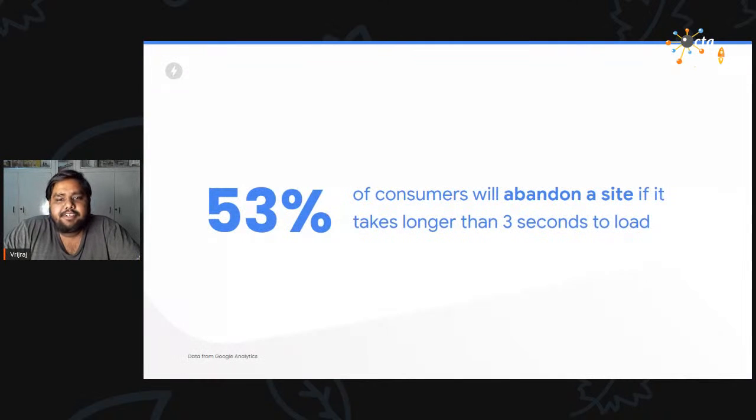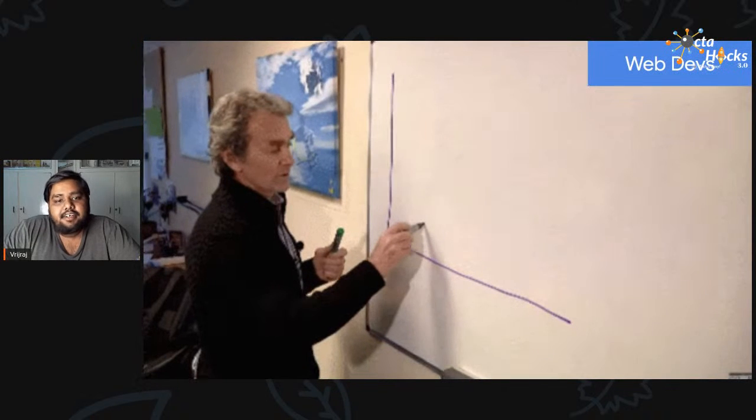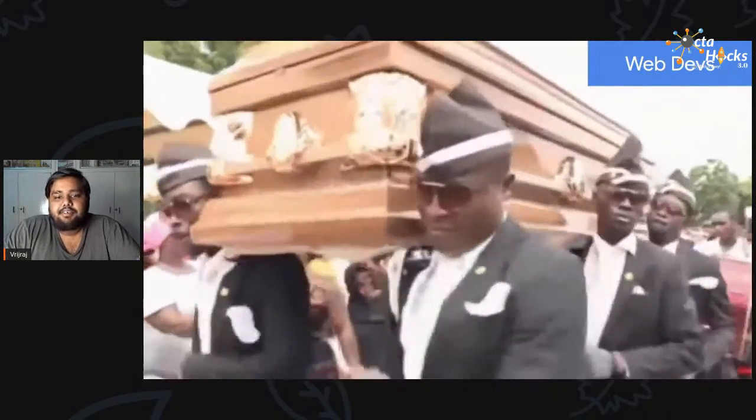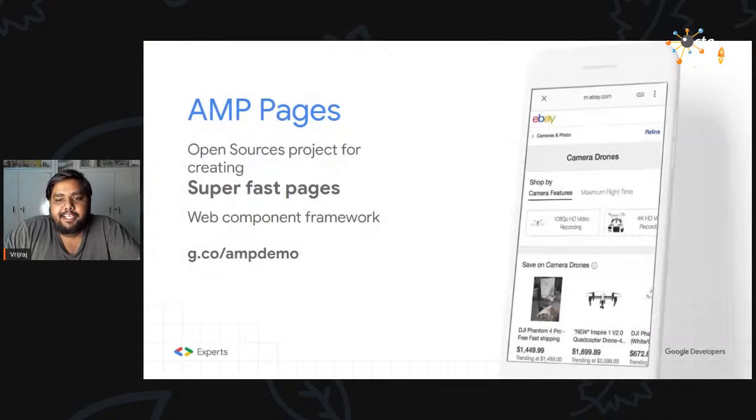In general, 53% of users will leave the website if it takes more than 3 seconds to load. So to enhance that loading experience, you have to work on the JavaScript, CSS, and HTML parts. You need to optimize the JavaScript, optimize your code, and optimize your framework, like removing unnecessary code. And then our condition as web developers is that I have to work on a lot of things. So that's why AMP came into the picture.